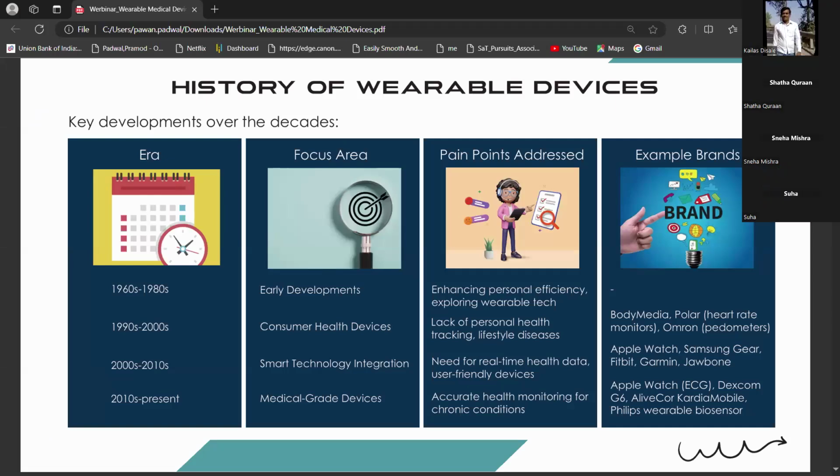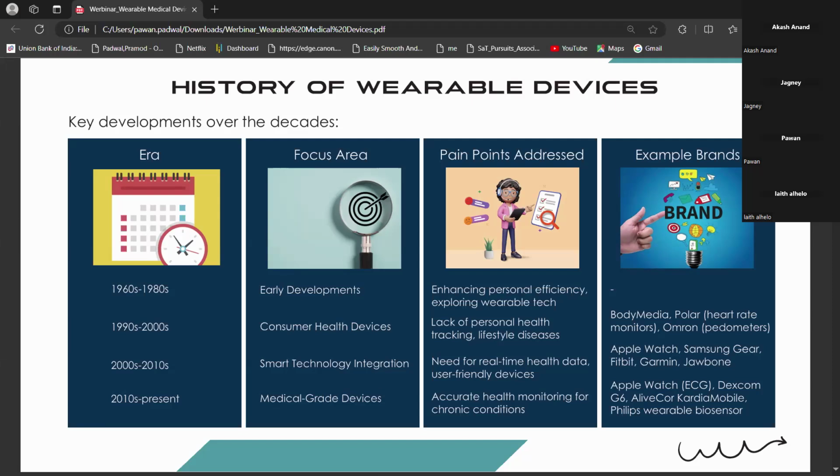Now, when I say medical devices, there is a lot of gray area between the devices that are being used only for healthcare purposes, and then there are devices which only measure vitals, and those are used more informally, not necessarily for diagnostic or therapeutic purposes.